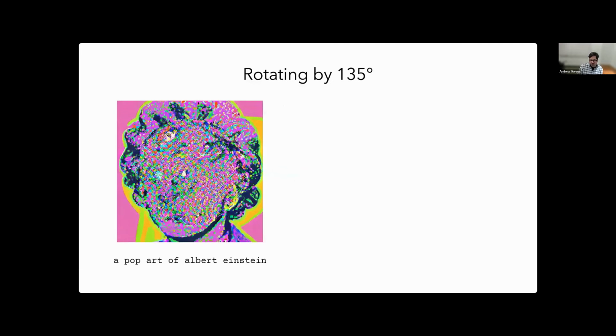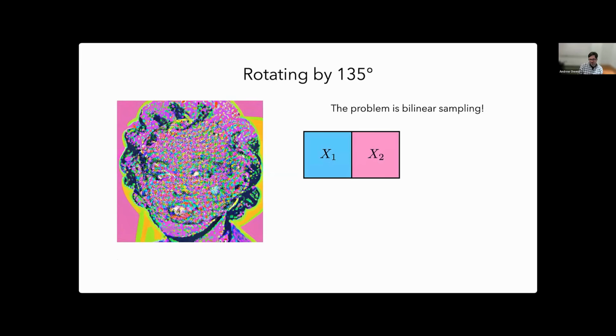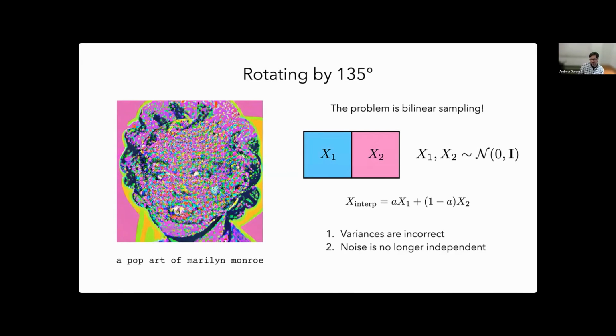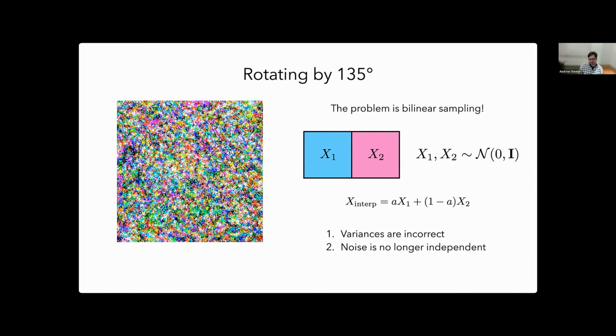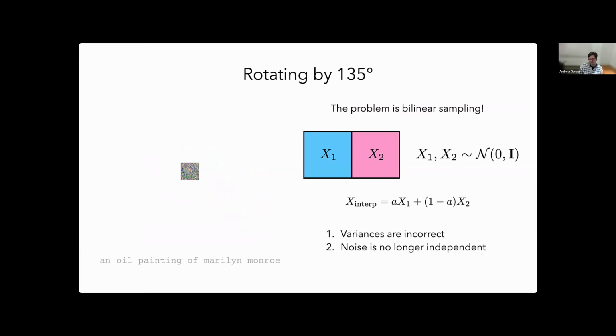And so this helps explain the failures. For example, when you rotate by 135 degrees, we're doing bilinear sampling. So we're averaging together pixels that are near each other, taking a weighted combination of them. And this messes with the variance of the resulting standard deviation. And also, maybe more subtly, the noise is no longer independent. The noise at each pixel now is correlated with the noise of its neighbors. And similarly, the same thing happens when you do hybrid images.